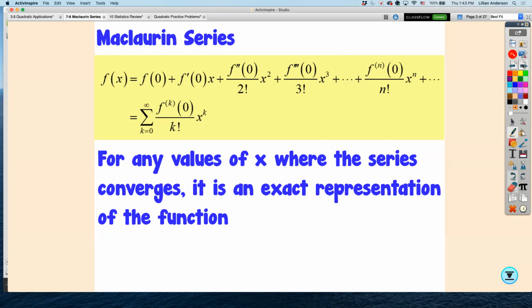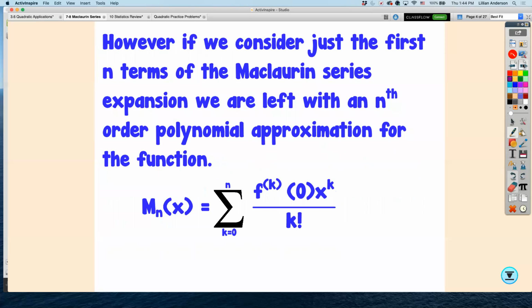Okay. So for any values of x where the series converges, remember, converging means we're going to a particular number when we add all the terms up together, the series is an exact representation of the function. That's what the Maclaurin series shows us. However, if we just consider the first n terms of the Maclaurin series expansion, which is what you guys do for this course, we are left with an nth order polynomial approximation for the function. So in other words, when you add up the first 4 terms or the first 3 terms in a Maclaurin series, then you're able to approximate it much like you would if it was a polynomial function. And so this right here is essentially the formula from the other page, simplified down to a particular number of terms that you'll be adding.